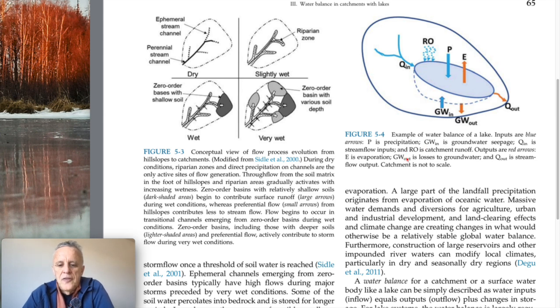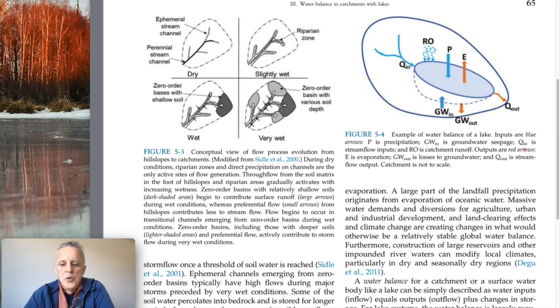So here, Figure 5.4, we are about to embark on the water balance of a lake. We are looking at various inputs and outputs. The inputs are in blue, and the outputs are in orange-red. The inputs are precipitation and groundwater seepage, GW in here, where groundwater is seeping into the lake.